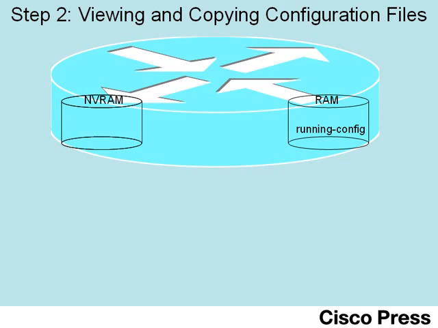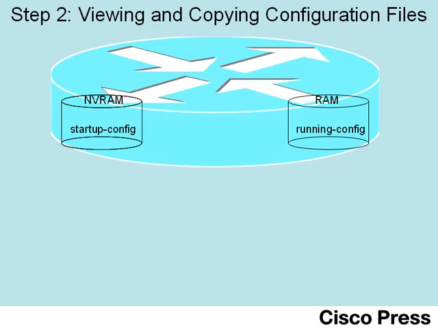Now there's another config file in the router in non-volatile RAM, and that file is called the startup-config file. RAM memory loses its contents when a router loses power, so NVRAM is a place where the router can store its configuration commands so that when the router loses power, powers back up, it's got a valid and useful configuration.